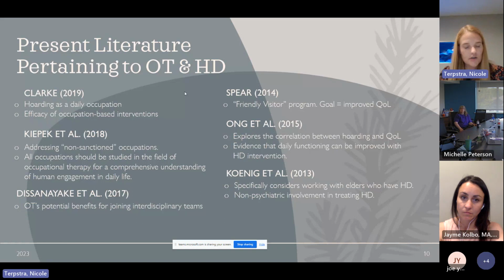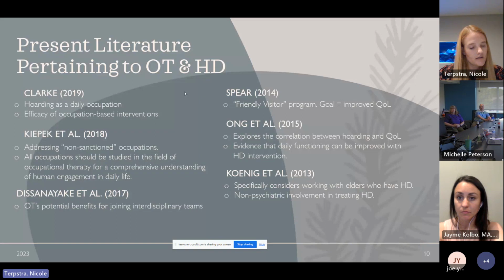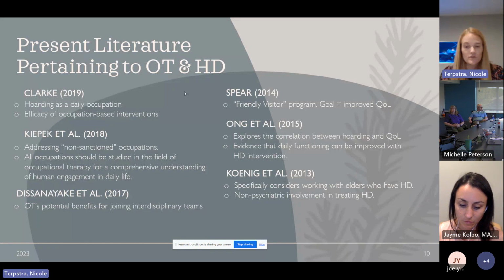The other articles just kind of talked about occupational therapists and their potential role in interdisciplinary teams, as well as improving quality of life through occupational engagement, and how intervention can also lead to improved functioning. In the final article I have listed here by Koenig, they specifically mention having non-psychiatric professionals working with those who have hoarding disorder. I would like to point out that OTs can work in psychiatric settings.